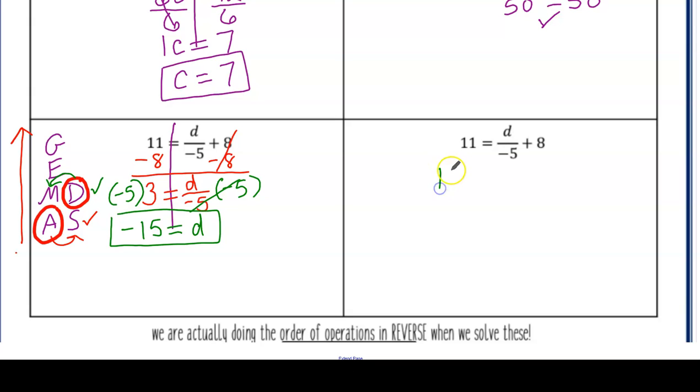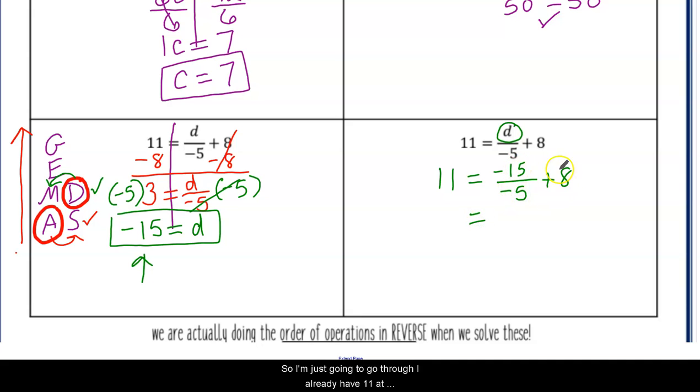So 11 equals, okay, my d value is negative. Remember, I'm just going to plug that in. I have d here. I know that d from the equation that we solved is negative 15. So I have negative 15 divided by negative 5 plus 8. And so I'm just going to go through. I already have 11. That's simplified on the left. I need to simplify what I have on the right.